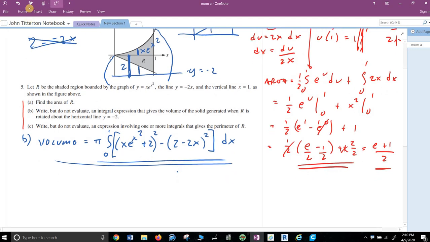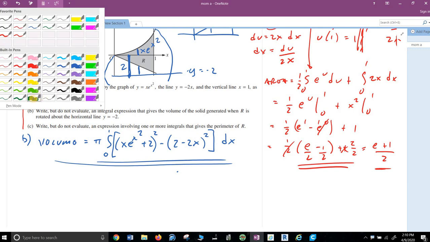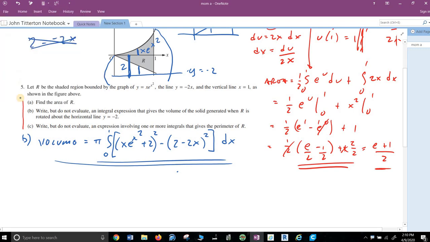And write but do not evaluate an integral expressing this kind of stuff. So let's do this piece first. This is 1 and this is 1, so that's 2.